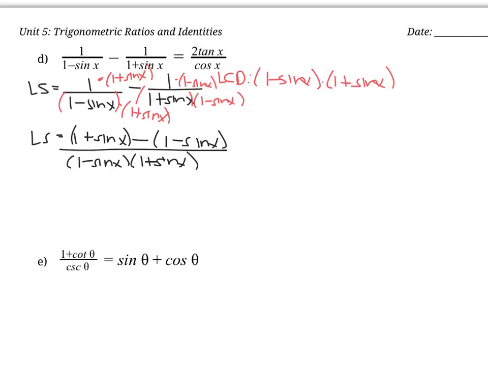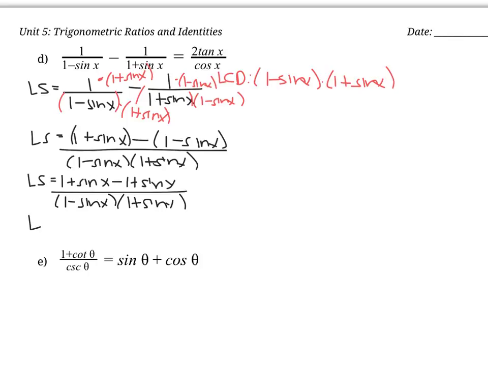So let's keep on simplifying. In the numerator, we have 1 plus sine x, and we have minus 1 plus sine x. I'm just distributing that negative into the bracket here. And we have all over our denominator 1 minus sine x times 1 plus sine x. So in our left side now, we have 1 plus sine x minus 1 plus sine x. Those 1's minus 1's are going to cancel out, and we're just going to be left with 2 sine x.